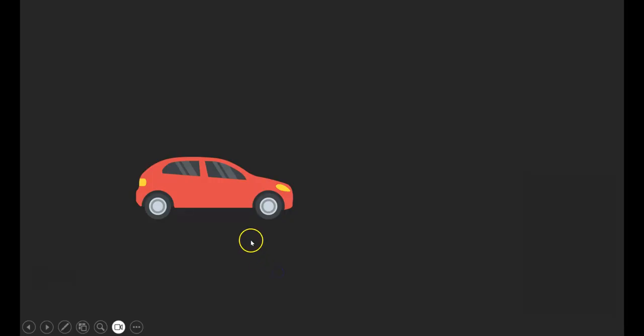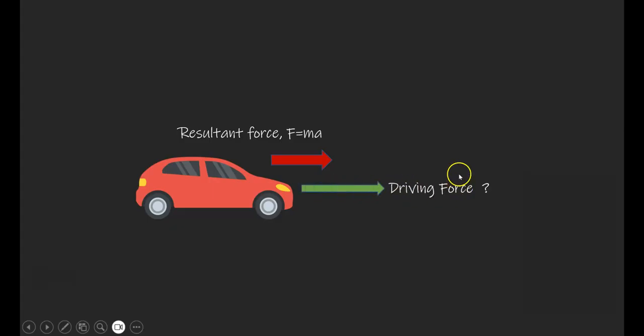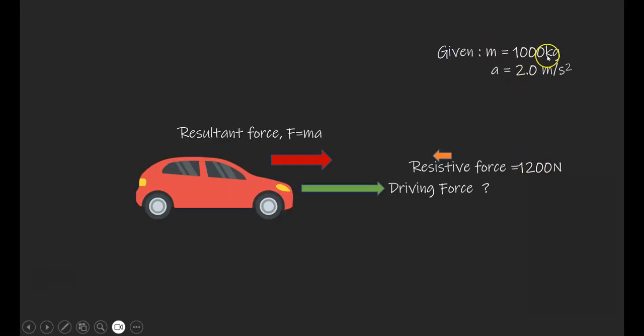So let's do our workings here. We are supposed to calculate the resultant force and the driving force. We are told that the total resistive force is 1200 Newton, and we are also given its mass and acceleration. With these two parameters, according to Newton's second law of motion, we can already compute the resultant force, which is 2000 Newton.